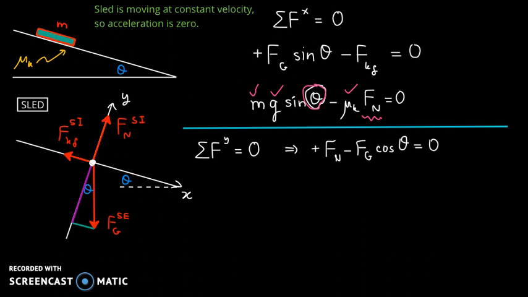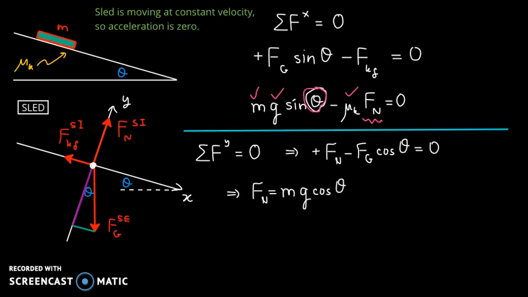In the next step, I'm going to do two things. I'm going to substitute mg for F sub g. I'm going to also rearrange my equation to isolate F normal. And here's what I get when I do that. F normal equals mg cosine theta.